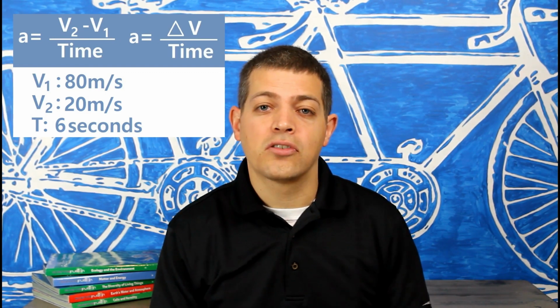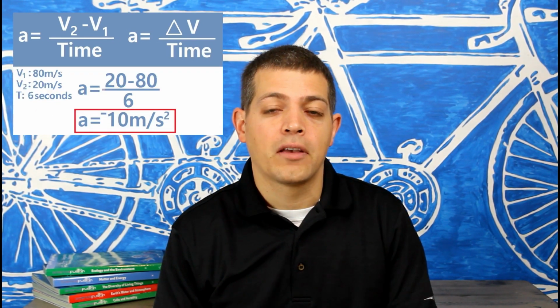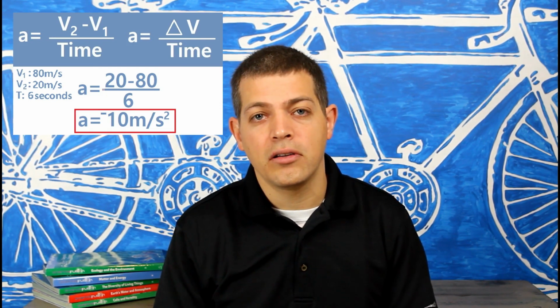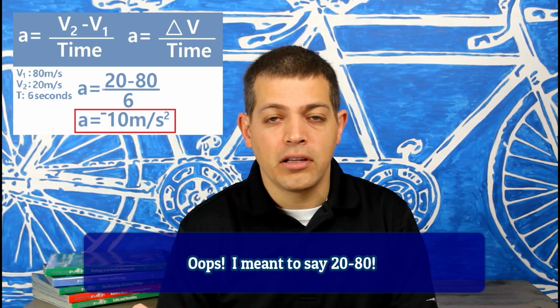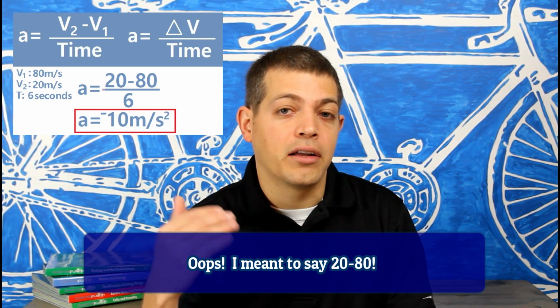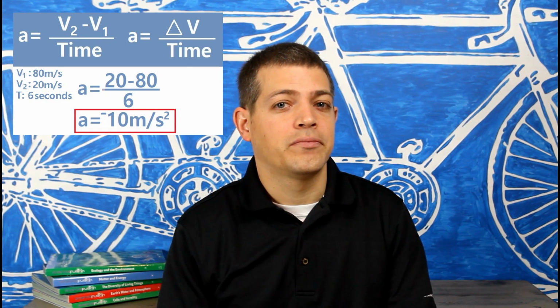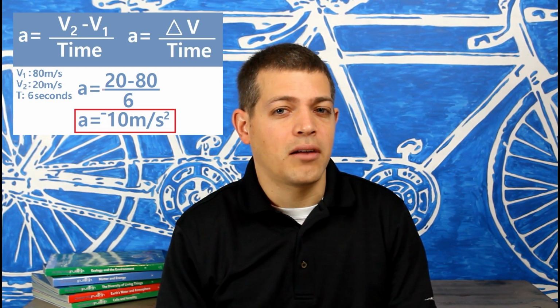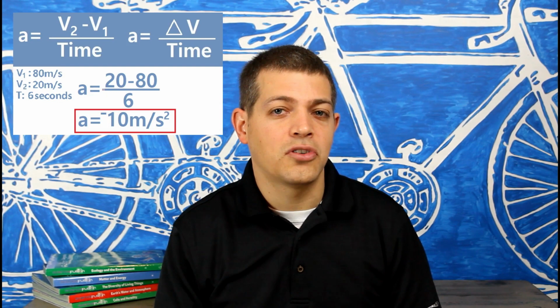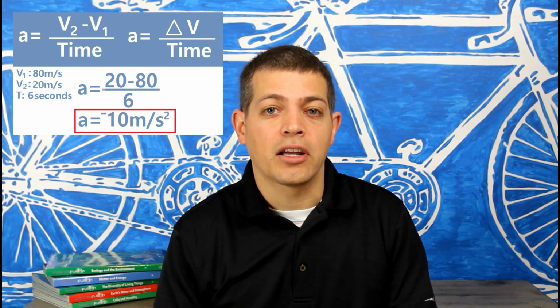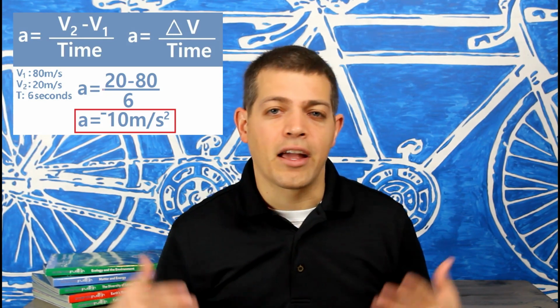And say the time it took us to do that was 6 seconds. So again, we would do our equation, V2 minus V1. So it'd be 80 minus 20, and then it'd be divided by that 6 seconds. All right, so what's our answer? That's right, negative 60 over top. And then we have 6 seconds below, so our rate of change is negative 10 meters per second squared. So you see that negative shows that, hey, we're slowing down.